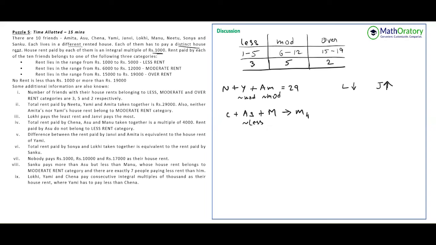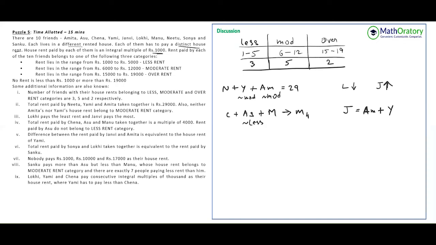Fifth one says the difference between the rent paid by Janvi and Amita is equivalent to the house rent of Yummy. This is interesting. We know that Janvi is the highest anyhow, right? So when it says difference between Janvi and Amita, it has to be J minus Amita. It cannot be Amita minus J, because we know that Janvi is the highest and everybody has a distinct number. So Janvi minus Amita is equal to Yummy, or in other words, we have something like this.